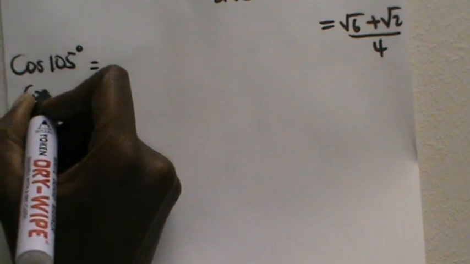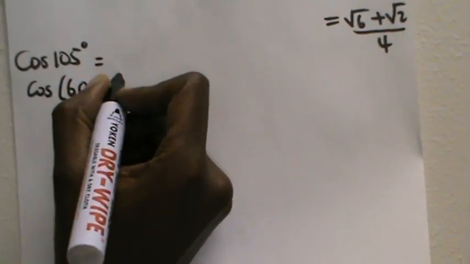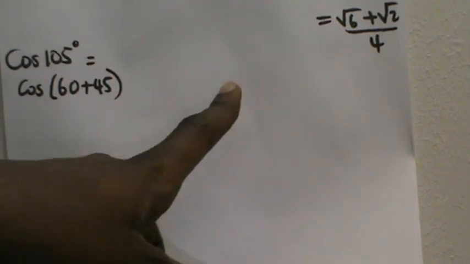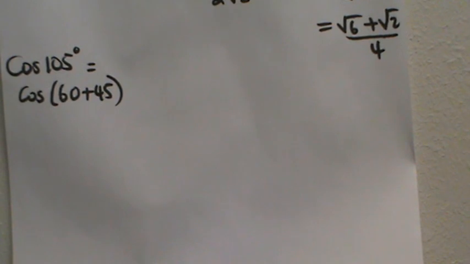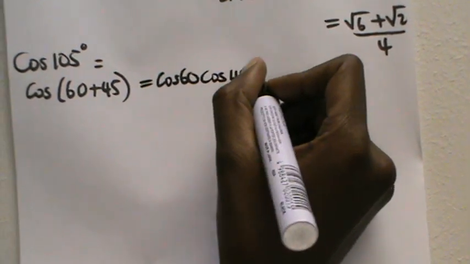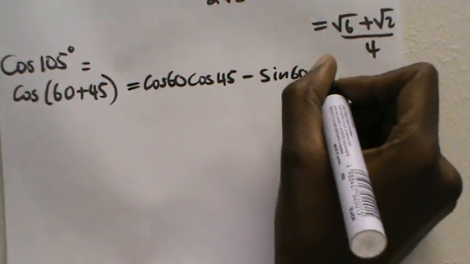Okay, so we then move on to cos 105 degrees. Now remember cos 105, we have to rewrite it as cos of 60 plus 45. Then here I need to remember the formula. Cos is different from sine because it's cos of the first one, cos of the second one, minus, because it's plus, the opposite over there, sine of the first one, sine of the second one. So this is just cos 60 cos 45 minus sine 60 sine 45.